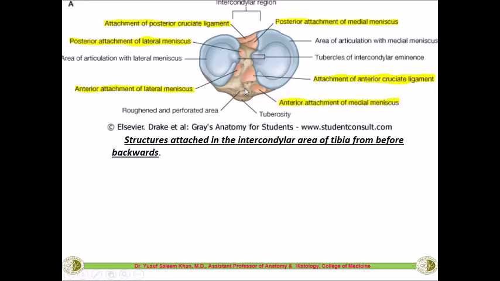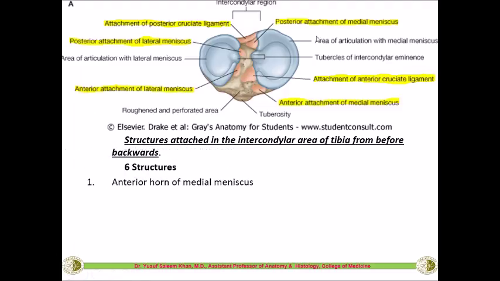So there are some important structures which are attached from anterior to posterior. This is the anterior part, and this is the posterior part of the tibia seen from above. This is the tibial tuberosity, which will be in the front, where the ligamentum patellae will be attached. This is the space between the two condyles, called the intercondylar area, and there are almost 6 structures which are attached from before backwards.